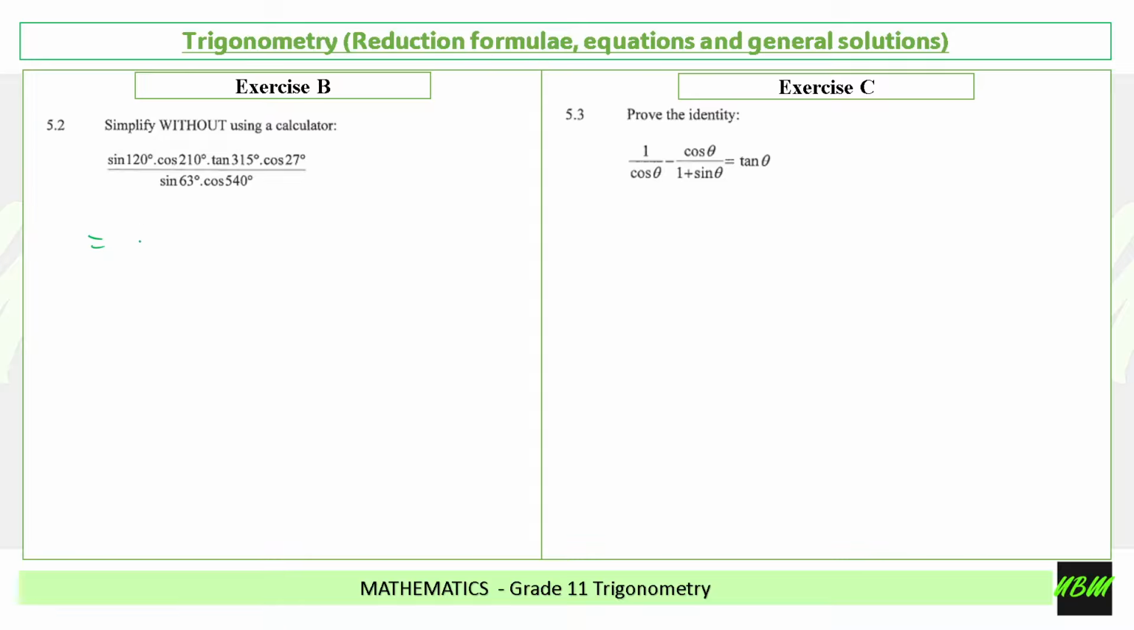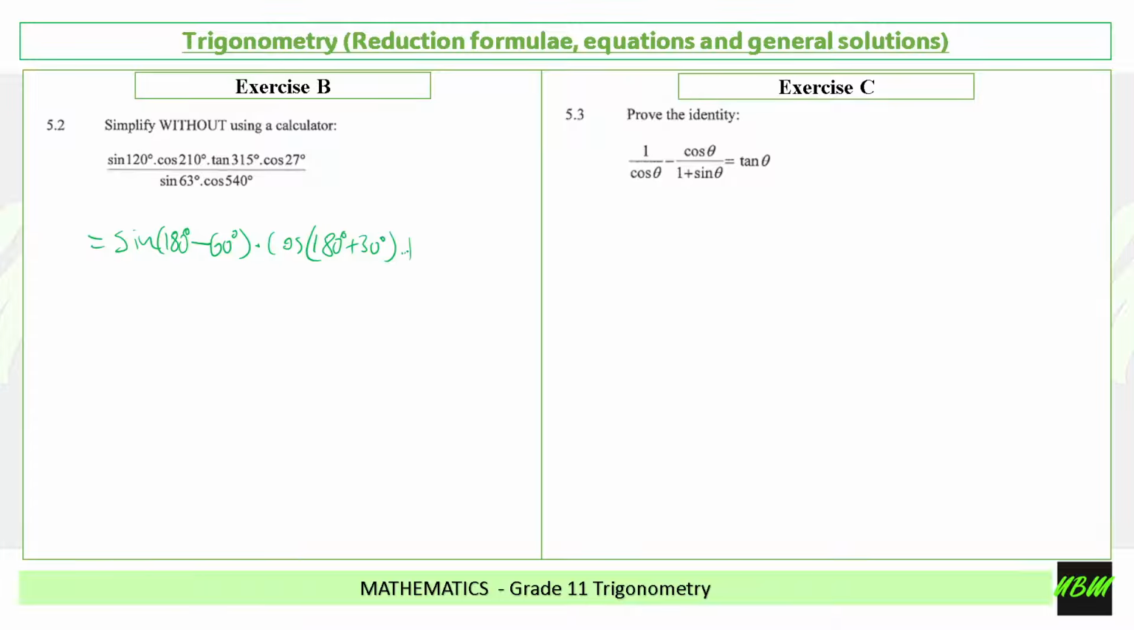So let us look at one ratio at a time. Sine 120 degrees is an angle in the second quadrant. Therefore, it will be sine of, in the second quadrant, we have the formula 180 degrees minus theta. What must we subtract from 180 to get 120? It is 60 degrees. Multiplied by cos 210. 210 is an angle in the third quadrant. In the third quadrant, we have the formula 180 degrees plus theta. What must we add to 180 to get 210? We must add 30 degrees.